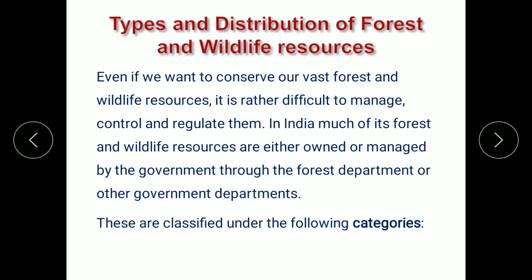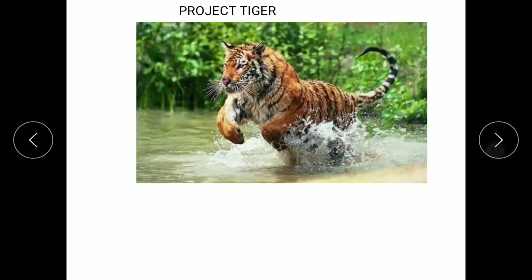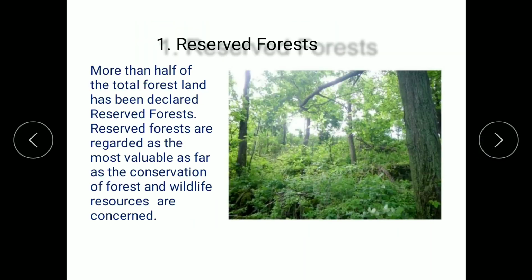We have to manage, control, regulate, supervise and monitor them, and we have to take their count through animal census. So many things we have to do. The forest is also divided into different parts. One is the reserve forest.